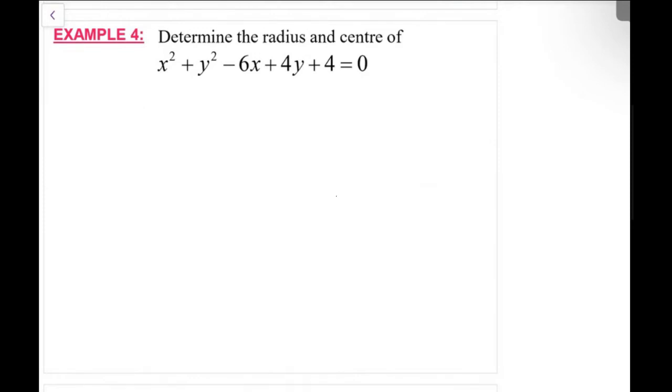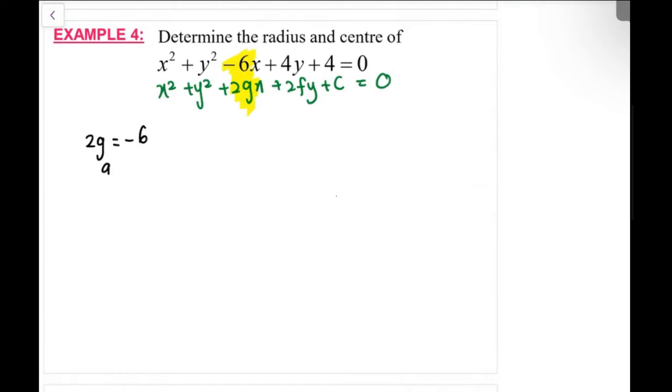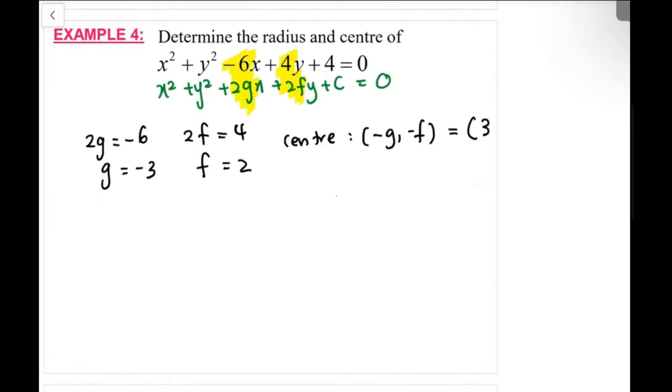I just rewrite it here to make sure you can see it clearly to compare. So in order to find the center from the general equation, it is basically negative g and negative f. So first we have to find g and f. Directly compare for the g part, we would have 2g is negative 6, means g would be negative 3. Now repeat the same process for the f value. So we would have 2f is 4, means f would be 2. So since for the center, it is negative g and negative f, our center in this case would be (3, negative 2).